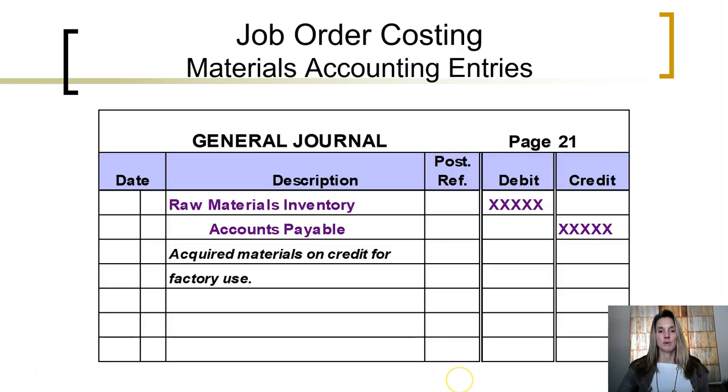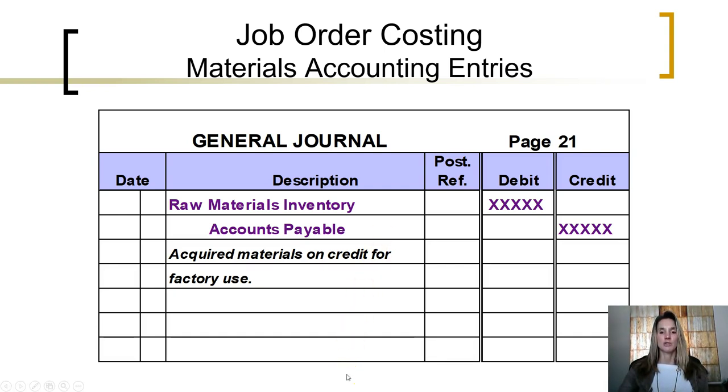The journal entries that would be recorded as inventory is used in production for a job. The journal entry we would use when we purchase materials that will be used in production would involve a debit to the raw materials inventory account and a credit to accounts payable, assuming it was purchased on credit, or we could credit cash if paying cash for the purchase of materials.